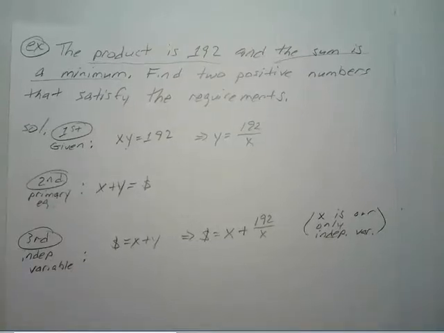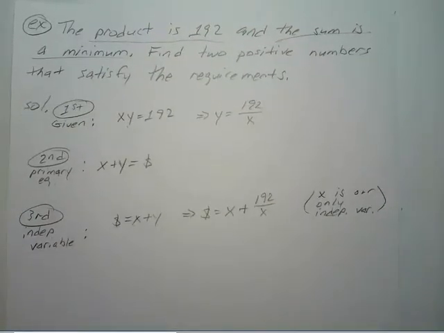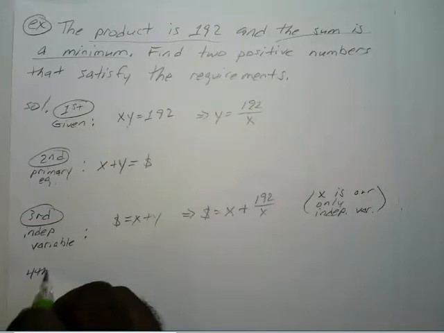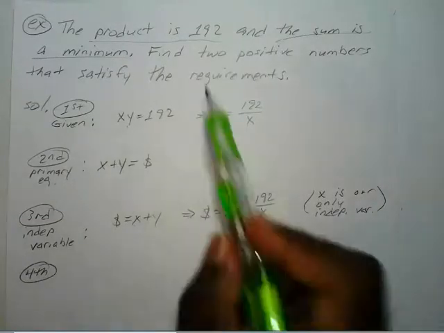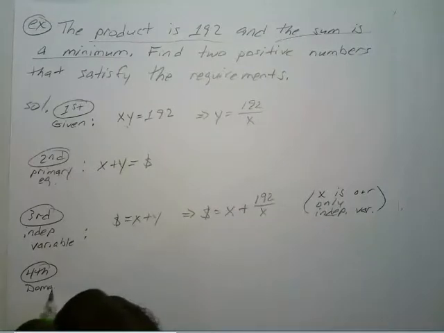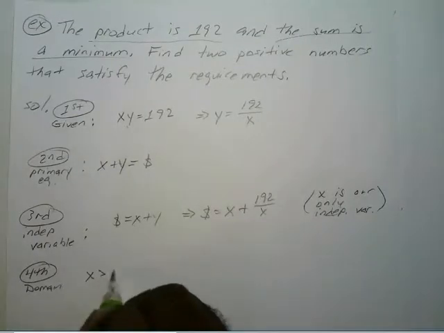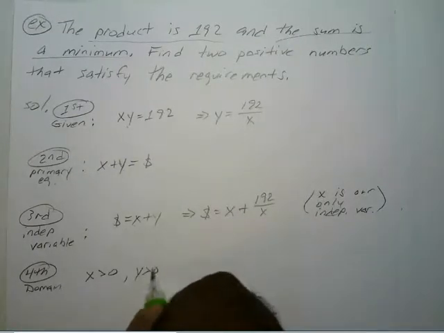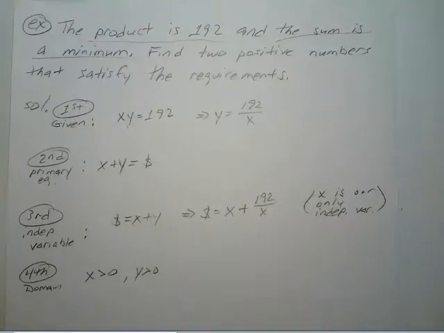Now your domain. Since we're looking for two positive numbers, your domain is just x is positive and y is positive. Again, you don't have to do this step. It's sometimes just helpful to look at it so you know not to forget that they're both positive.